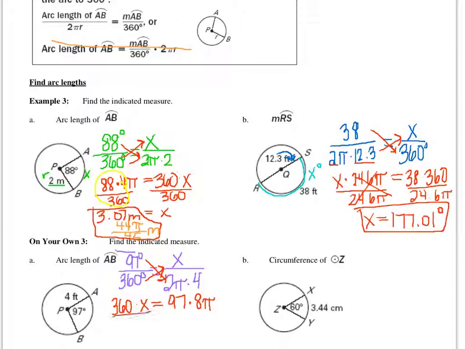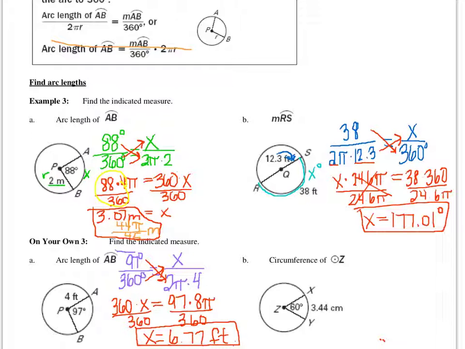To get x alone, we divide both sides by 360. So x equals, if you put 97 times 8 pi, and then divide that by 360, you should get about 6.77, and we're looking for an arc length, so that's going to be in feet. And that would be my final answer there.